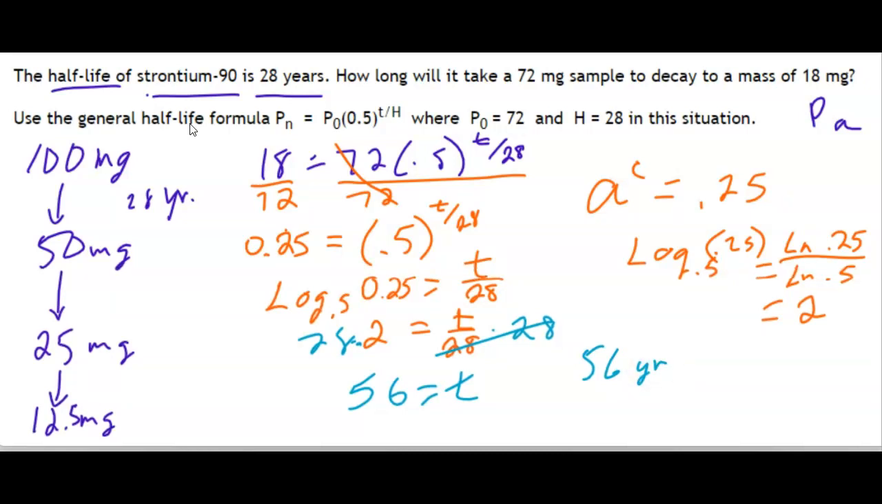And what does that mean? Think about that. You start out at 72, and in one half-life, cut that in half, you get 36, and cut that in half, and you get 18. And that's why it was 2 half-lives. Half to there and half to there. And each half-life was 28 years.